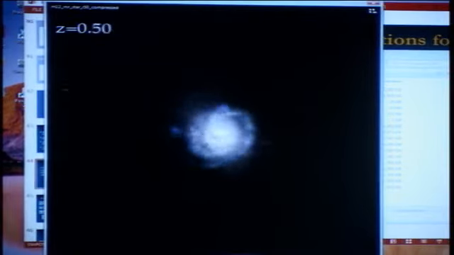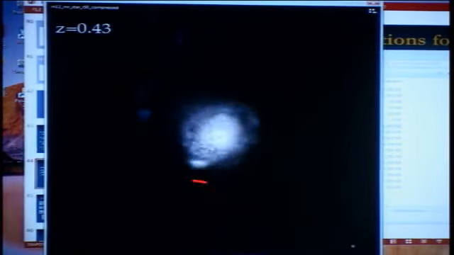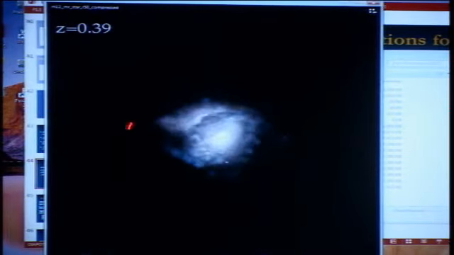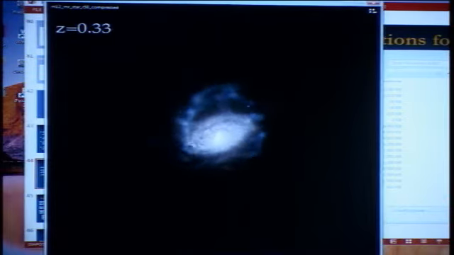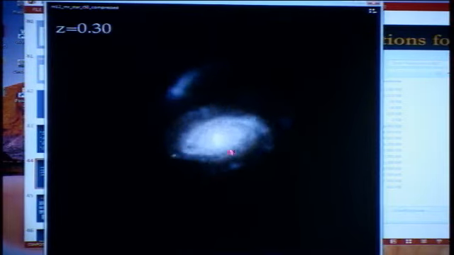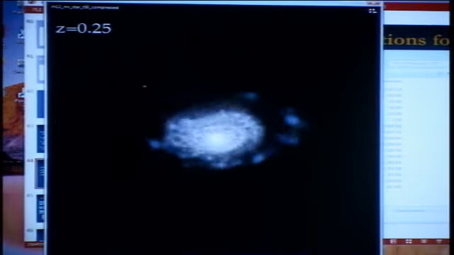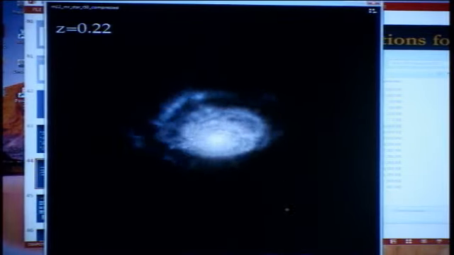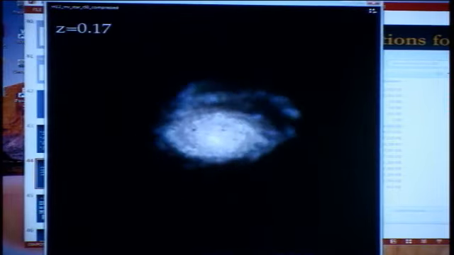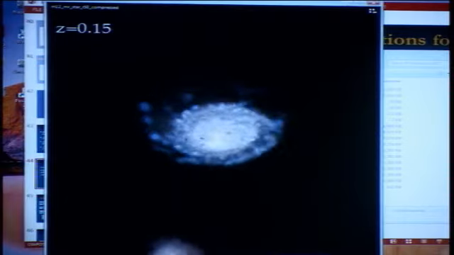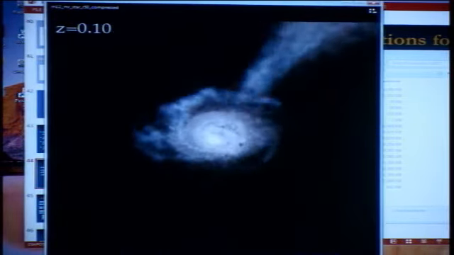Then at the end of this simulation, something that looks like a spiral begins to appear in the center. You begin to see spiral arms and so on in a disk. Still there is accretion of other objects, and that causes some changes. So this is more or less a picture of what you should imagine the evolution to be.